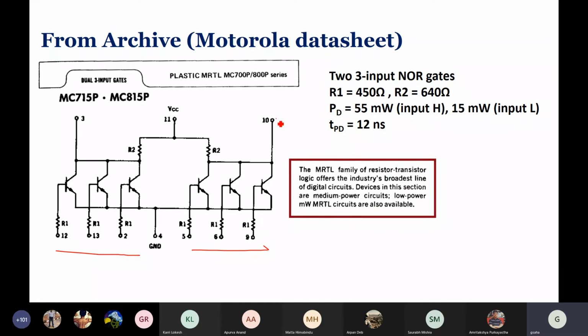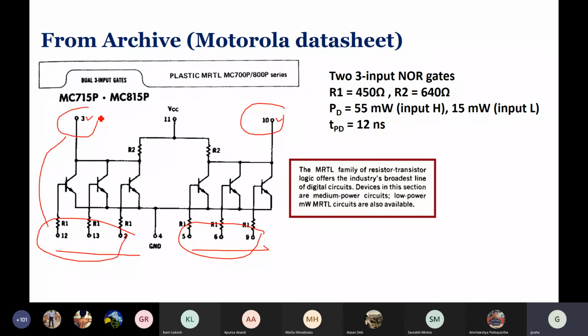These are the pin numbers that you can see. Right. So 2, 13, 12, 3 is the output. Then 4 is ground, VCC is ground, 11 is ground. Then 5, 6, 9, 10 is the output. So this 3 is associated with this one, and it is not interfering with the logic over here. So this 3 is associated with this one, right? These are the currents that are there.